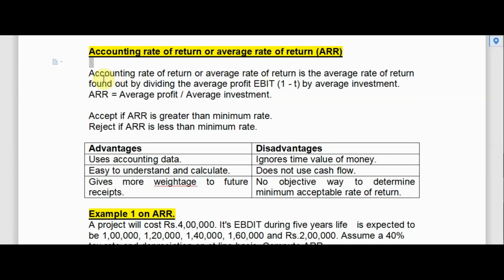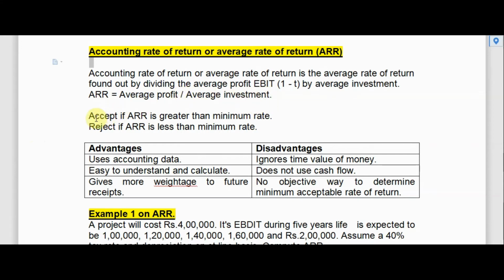Now, what is ARR? Accounting rate of return or average rate of return, or ARR as it is known, is the average rate of return found out by dividing the average profit, that is EBIT multiplied by 1 minus T, where T is the tax rate, by average investment. So ARR equals average profit divided by average investment.